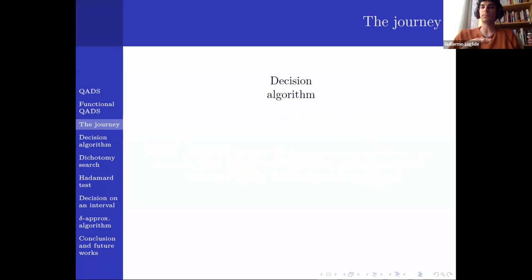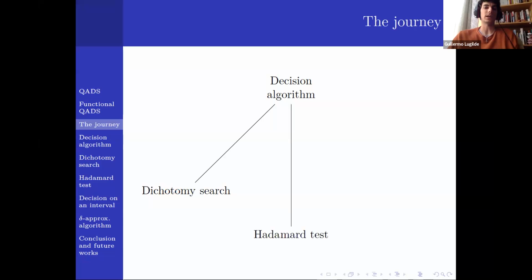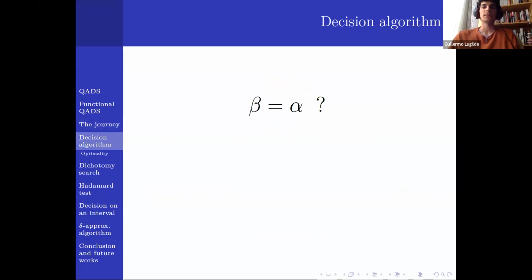We will start with a simple decision algorithm, and based on it, we are going to build 3 phase estimation methods: the dichotomy search, the Hadamard test. These 2 were already studied for combinatorial QADS. And the third one is the new one, the delta approximation algorithm. So here we go. Decision algorithm. We try to decide whether beta is equal to a given angle alpha or not.